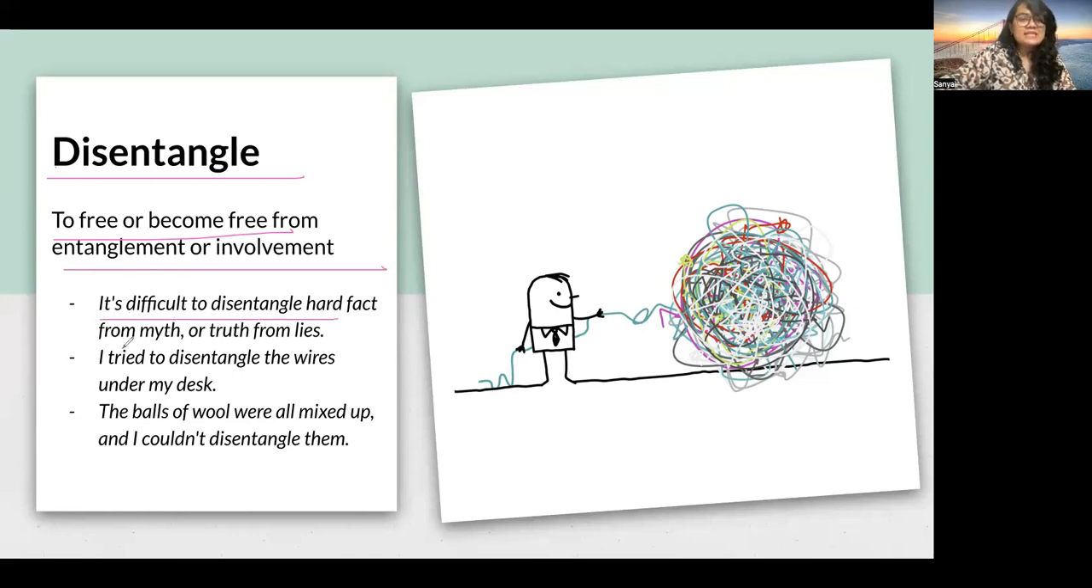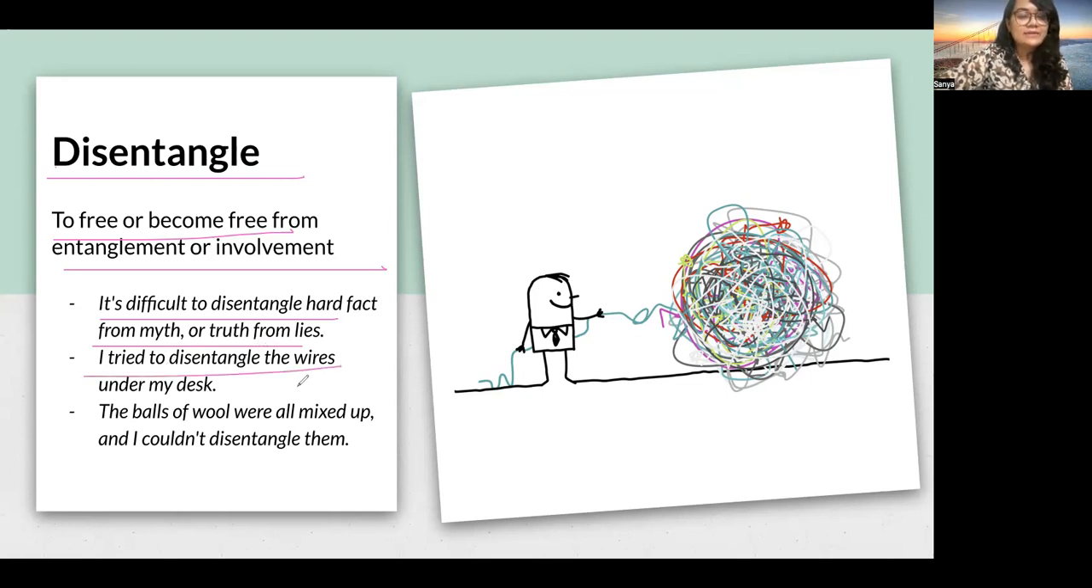It's difficult to disentangle hard fact from myth or truth from lies. That means it's difficult to separate, right? Entangle means to bind together in a messy way. Disentangle means to get that entangled mess away from each other, right? So let's say hard facts are to be removed from the mess of myth, right? So it's difficult to disentangle hard fact from myth or truth from lies.